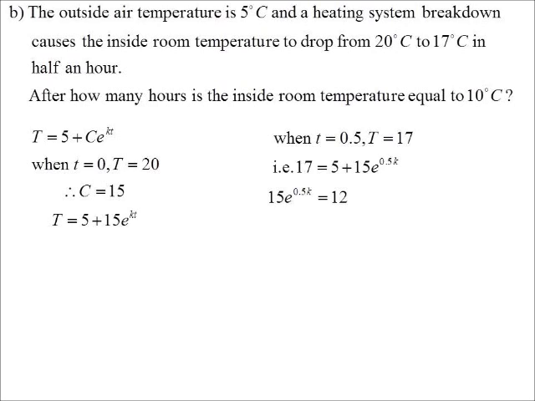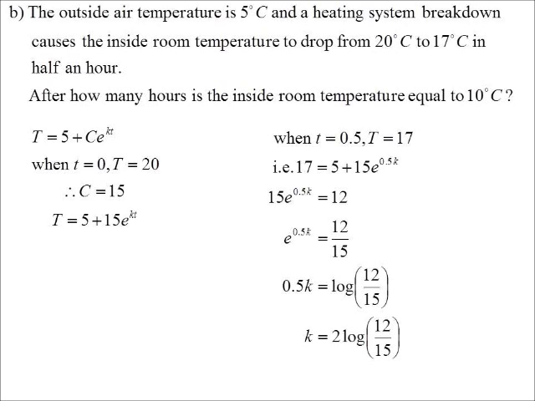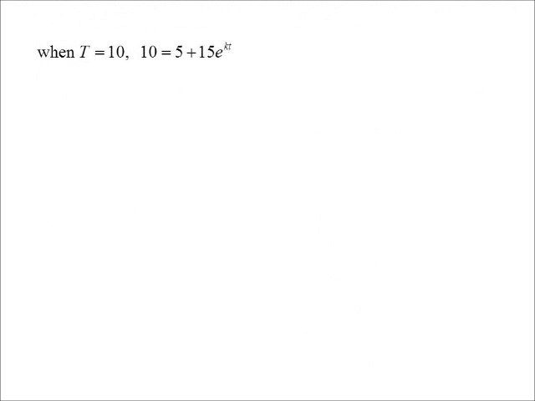Eventually, there we go, e to the 0.5k. To undo that, we log both sides. k is equal to 2 log 12 on 15. I suppose you could simplify the 12 on 15 down, but it doesn't really matter. We're going to sub it into the log anyway. I'm going to leave it as k in the formula because it's too messy to write out that whole thing. But remember, we've got that value stored in our calculator to use.